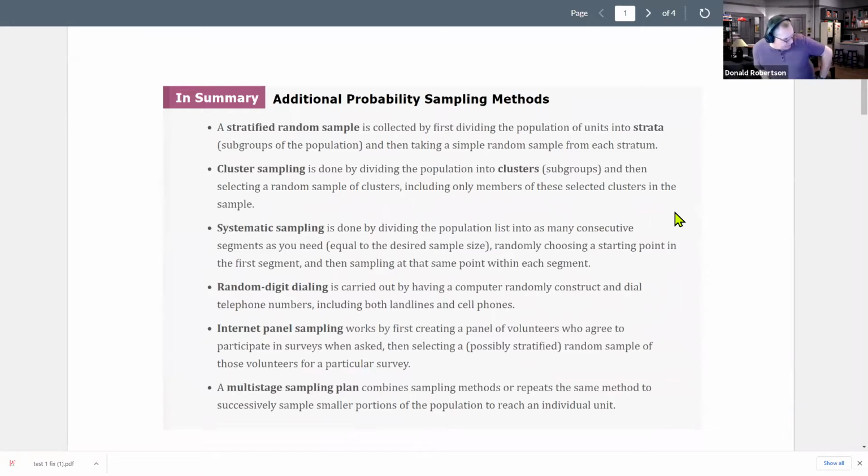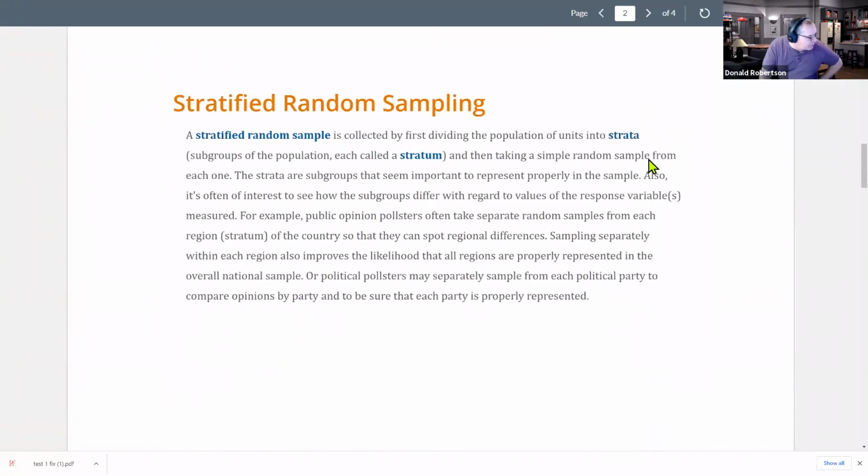Here is a list of other kinds of sampling techniques. There's a stratified, cluster, systematic, random, internet panel, multi-stage sampling plan. So here is the basic summary of them. Let's take each one in turn. A stratified random sample, that's the first one. It's collected by first dividing the population or units into what they call strata or subgroups, and then taking a simple random sample from each one of these.